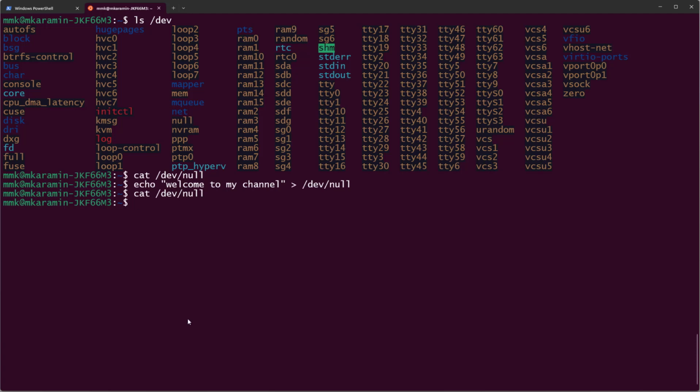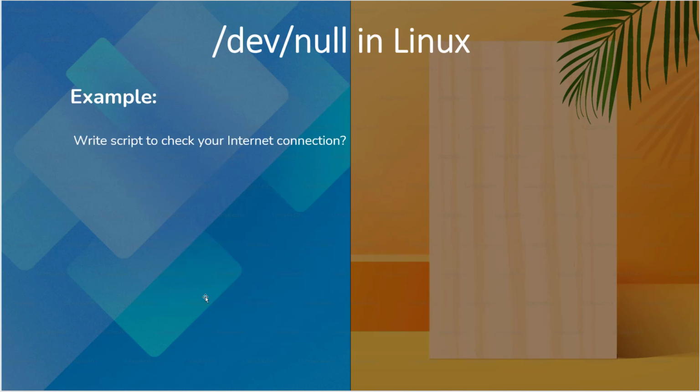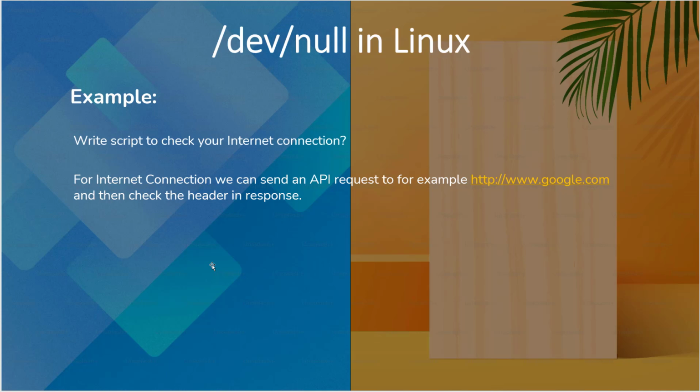Let's start with an example of how we can use it in Bash programming. For example, we are asked to write a script to check your internet connection. So how do we do it? As you know, for internet connection, we can send an API request, for example, to http www.google.com, and then check the header in the response.